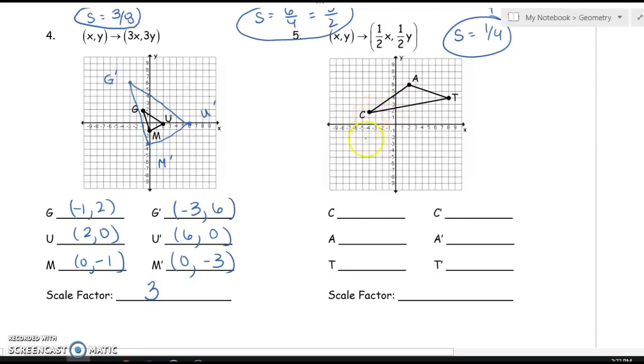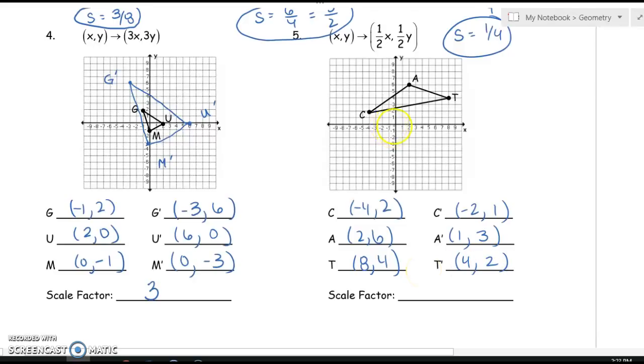And so C is located at -4, 2. A is located at 2, 6, and T is located at 8, 4. All right, and so then we're going to cut it in half. Half of -4 is -2. Half of 2 is 1. Half of 6 is 3. Half of 8 is 4. And half of 4 is 2.